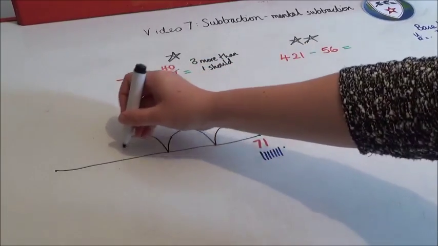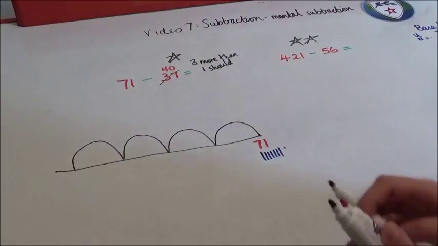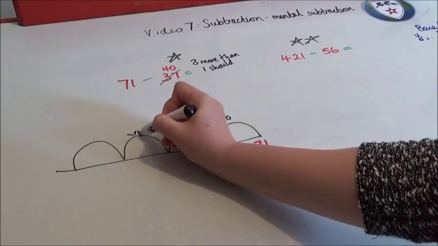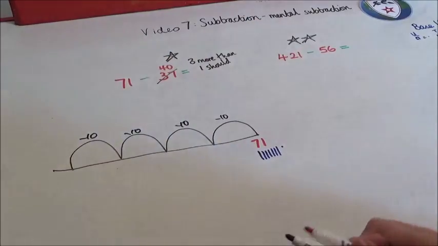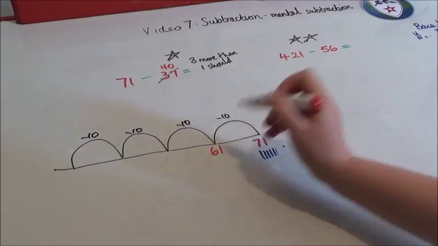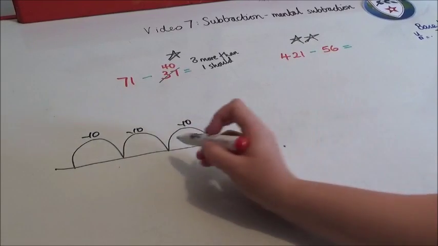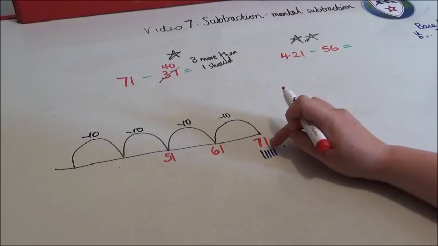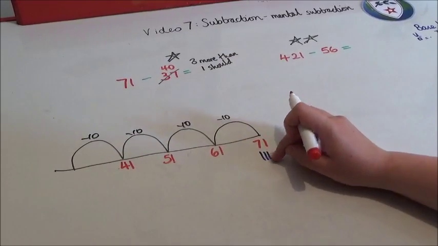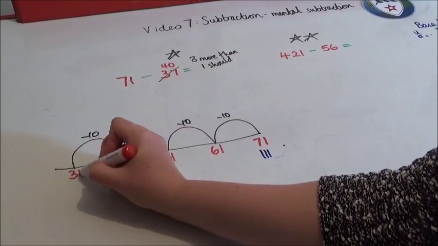One, two, three, 4 tens that I'm reducing it by. 71, 61, 51, 41, 31.